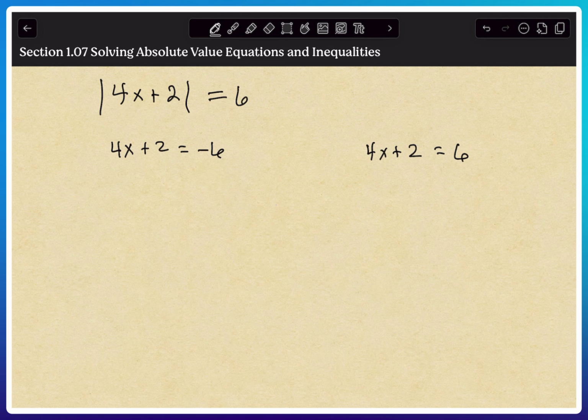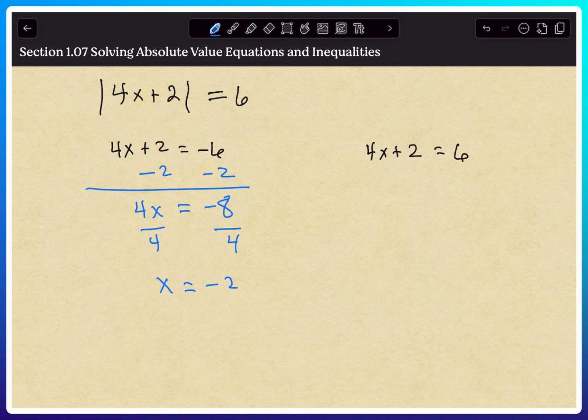Now we'll go ahead and solve the first one. I like to use blue when I'm solving. We're going to subtract 2 on both sides of the equation, like we talked about before. That brings us down to 4x equals negative 8. Of course, if we divide both sides by 4, then x equals negative 2. So that is one of our solutions.